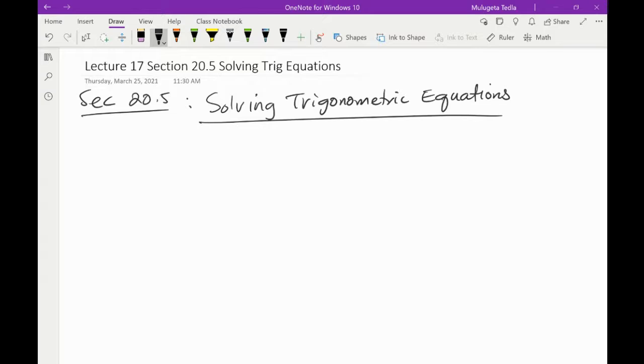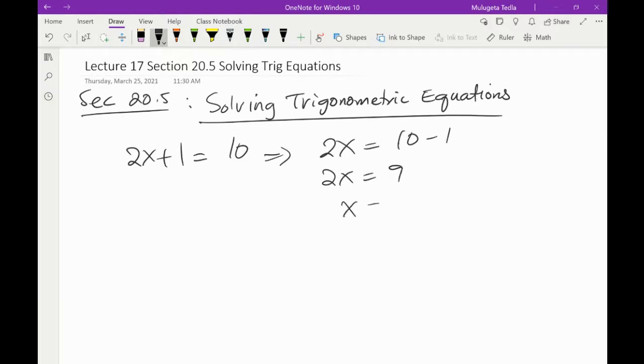So when we are solving equations, it's like when you're solving 2x plus 1 equal to 10, we do 2x equal to 10 minus 1. We do 2x equal to 9, x equal to 9 halves. That's what we do for a linear equation, any equation that is solved.